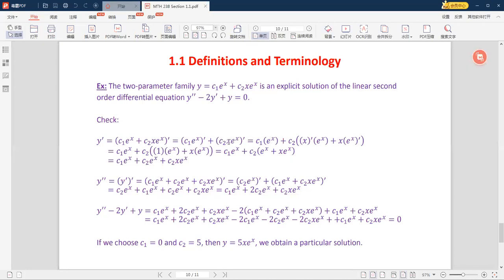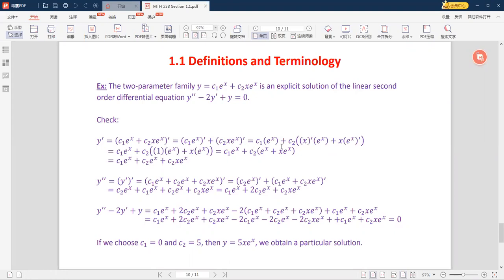The second term involves the product of two functions again. One is x and the other is e to the x. So we have to use the product rule again. So the second term becomes c2 times x prime times e to the x plus x times e to the x prime, the product rule. And x prime is just 1, the derivative of x is just 1. And the derivative of e to the x is just e to the x itself. Okay, so this is relatively simple.